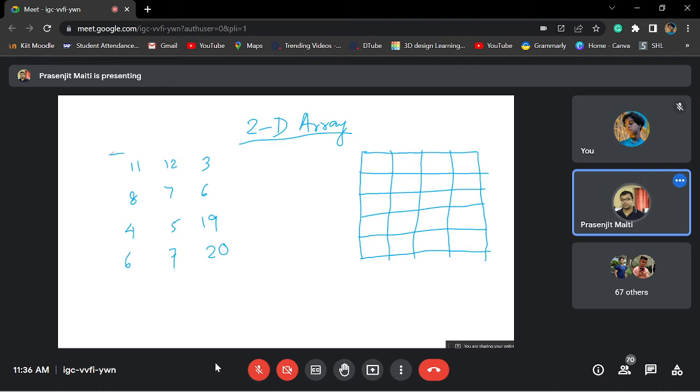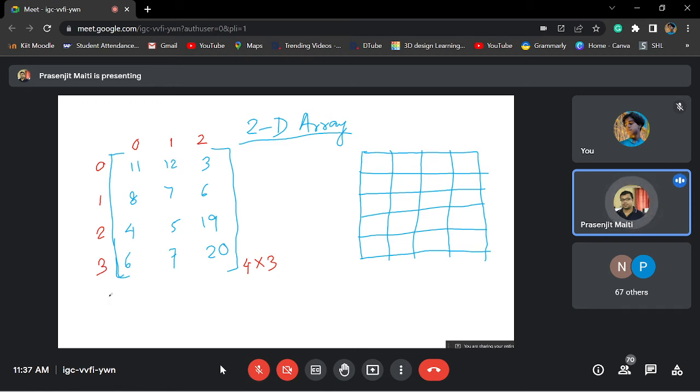Suppose this is one array. How can we represent any 2D array? Using a matrix. We can represent any 2D array on pen and paper using a matrix. So how many rows are there? 0th row, 1st row, 2nd row, 3rd row. Total number of rows is 4. And how many columns? 0, 1, 2. Total number of columns is 3.